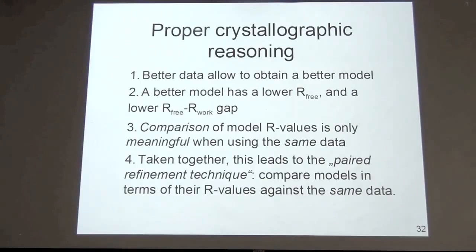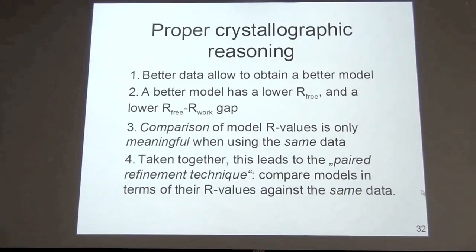Second, a better model can be recognized because it has a lower R-free. Better model, lower R-free, yes, that makes sense. And it should also have a lower R-free minus R-work gap, because that means we are overfitting less. So if we have 2 models for the same data, then the one with the lower R-free and the lower gap is the better one.